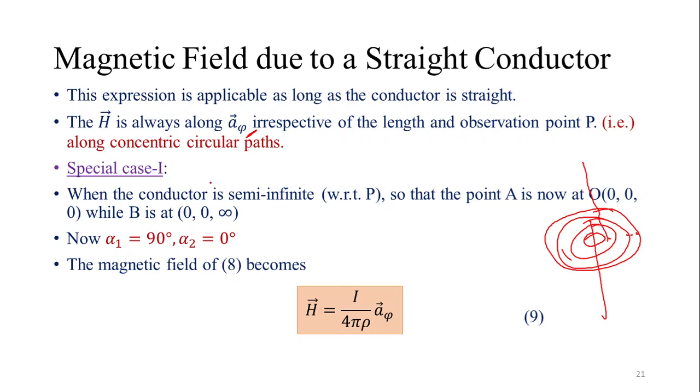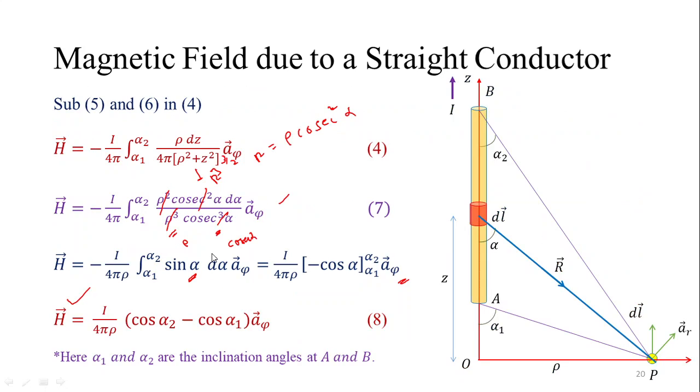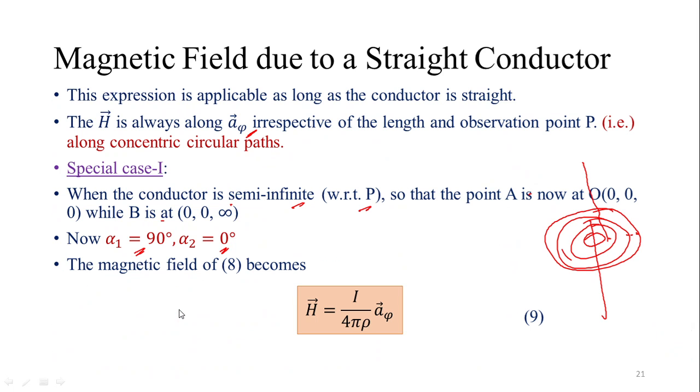In this, let's have some special cases. When the conductor is semi-infinite with respect to point P, I mean A at origin and B at infinity, then alpha 1 is 90 degrees, alpha 2 is 0 degrees. At that time, if you substitute alpha 1 is 90 and alpha 2 is 0, then this becomes H vector is I by 4 pi rho a phi vector.